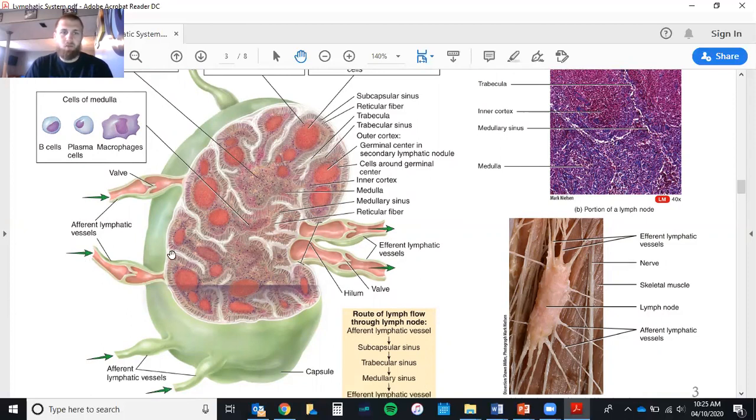Now, since we've got these irregularly shaped trabeculae creating these compartments, the flow of lymph is going to be very, very slow because it has to meander. It has to zigzag on its way through. It can't just go straight through, which gives time for those white blood cells, those macrophages, and so forth to do what they do, to clean that lymph.